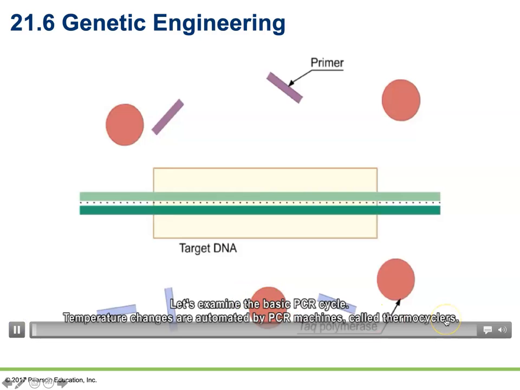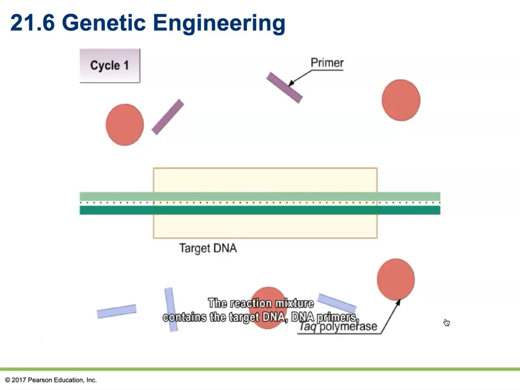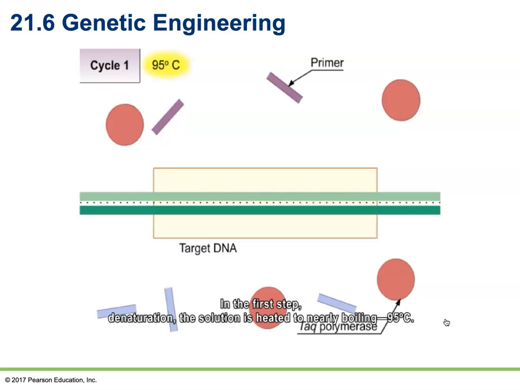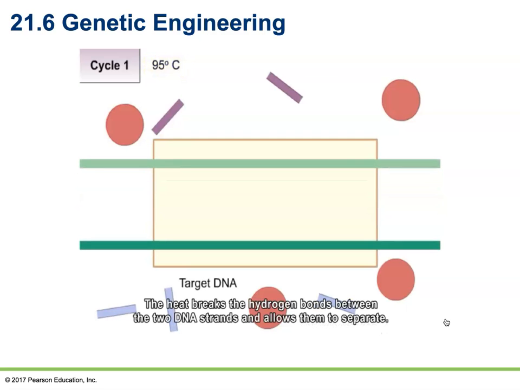Let's examine the basic PCR cycle. Temperature changes are automated by PCR machines called thermocyclers. The reaction mixture contains the target DNA, DNA primers, DNA nucleotides, and a heat-stable DNA polymerase called Taq polymerase. In the first step, denaturation, the solution is heated to nearly boiling, 95 degrees Celsius. The heat breaks the hydrogen bonds between the two DNA strands and allows them to separate.